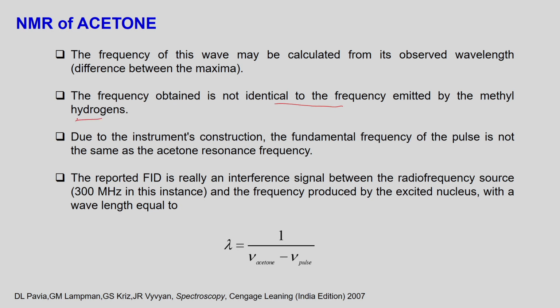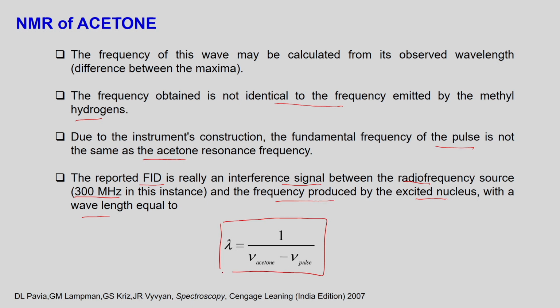Okay. Now, please understand, we are sending a pulse of this frequency. That pulse frequency is not a single fundamental frequency. So, the frequency you obtain from this particular sample is not identical. The fundamental frequency of the pulse is not the same as the acetone fundamental frequency, because this decay is an interference signal between the radio frequency source, which is 300 megahertz, and the frequency produced by the excited nucleus, with a wavelength equal to this.